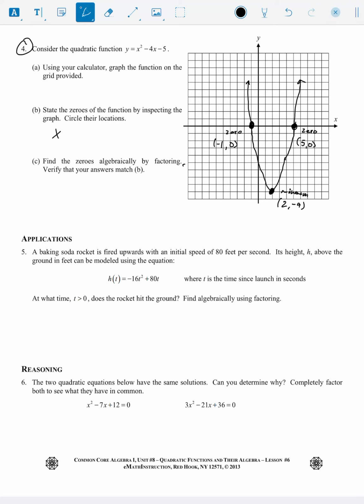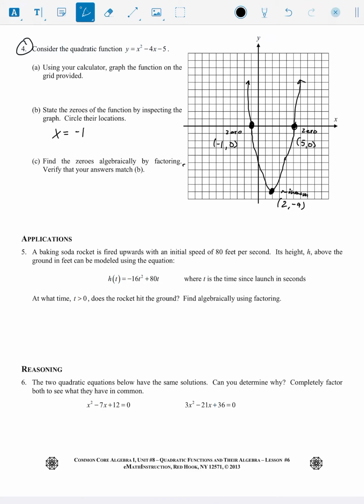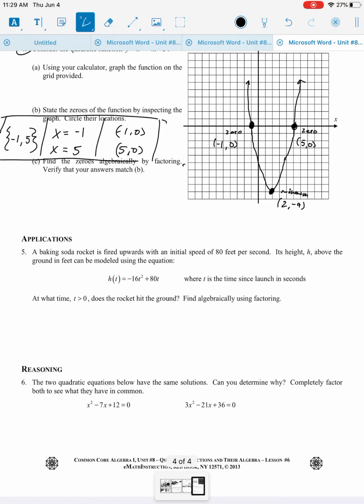And when you state your zeros, you can list them as solutions. X is equal to -1. X is equal to 5. You can also just list them as coordinates. Both are acceptable. You can also list them as a solution set. -1, 5. Okay? So either or works. And those are the 3 ways you can list your zeros of a function.